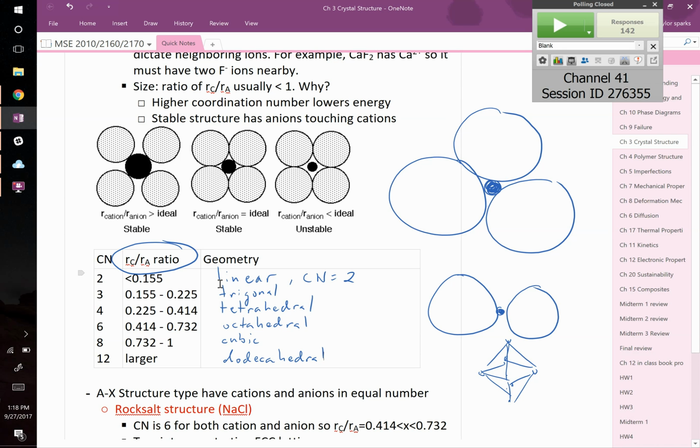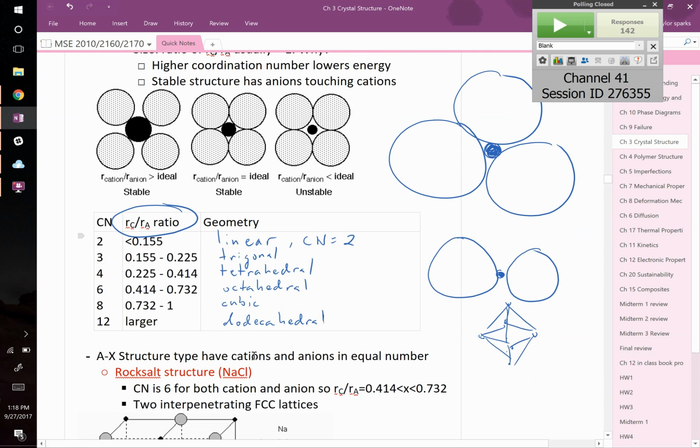Yeah. So if it's, for example, trigonal, it means that the coordination number will be equal to 3. It's surrounded by 3, and we call that trigonal. If it's 4, tetrahedral; then octahedral, cubic, dodecahedral.